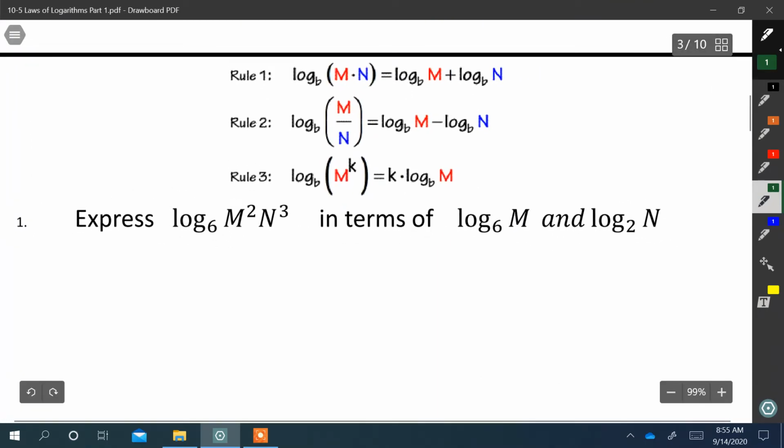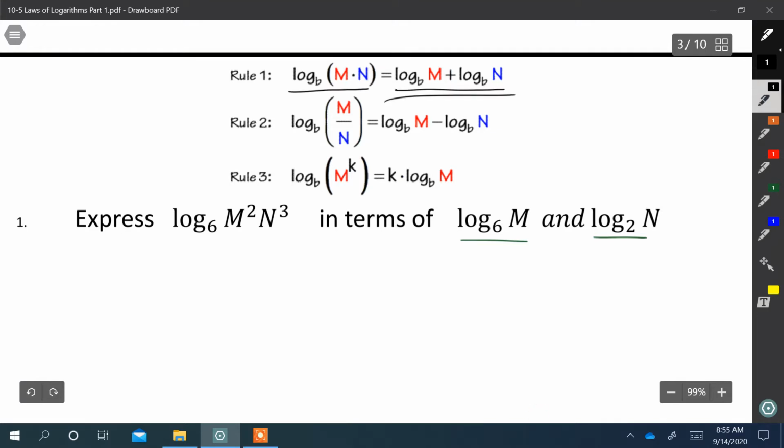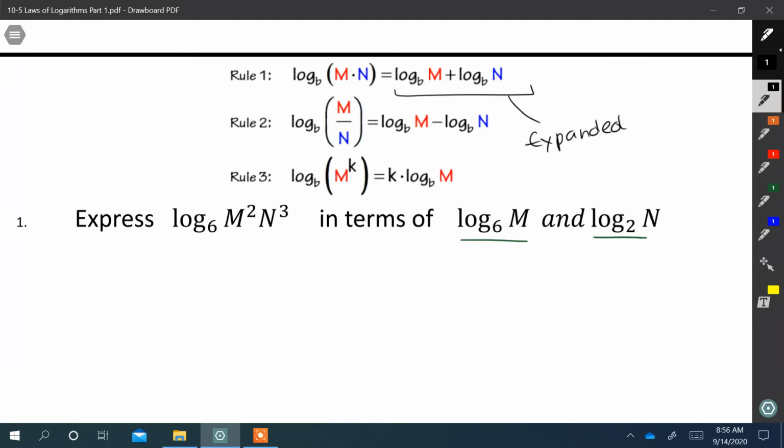It says in here, example number 1, express log base 6 of m to the second n to the third in terms of log m and log n. So what they're asking you here is to expand it. What do you mean by expand it? Well, instead of writing it like this, we're going to write it like this. Okay, so that is expanded form. So this right here, you know, that's expanded. So we are going to express that in expanded form.